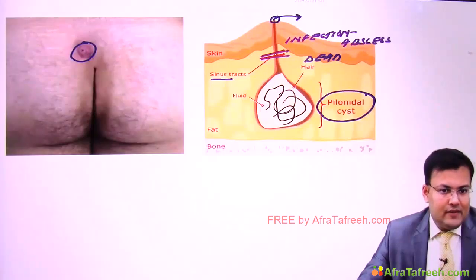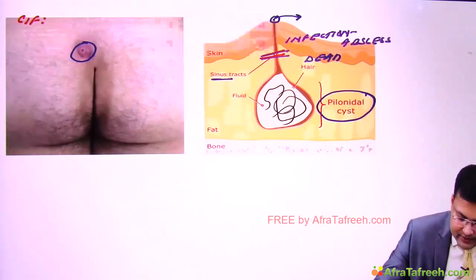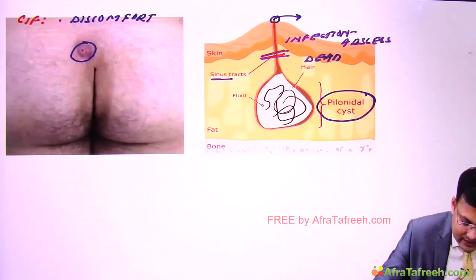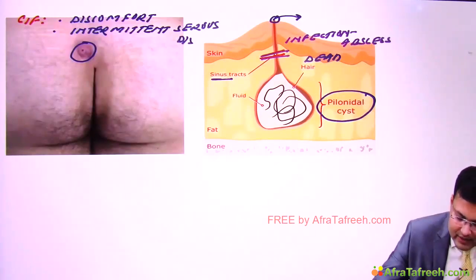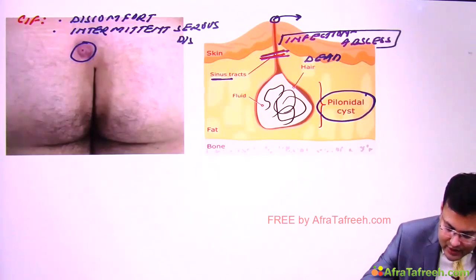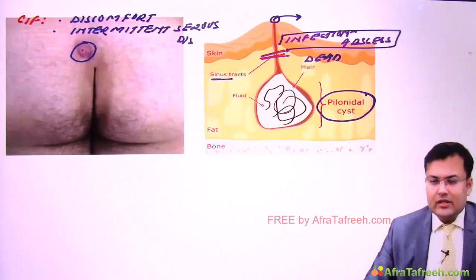So see the clinical features. These patients have discomfort in the gluteal region. And there is intermittent serous discharge. Simple. And whenever there is infection, it can lead to abscess, right? So this is the common location.